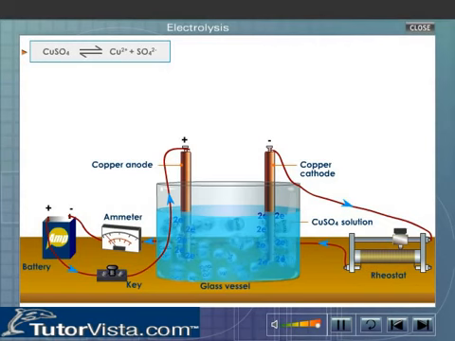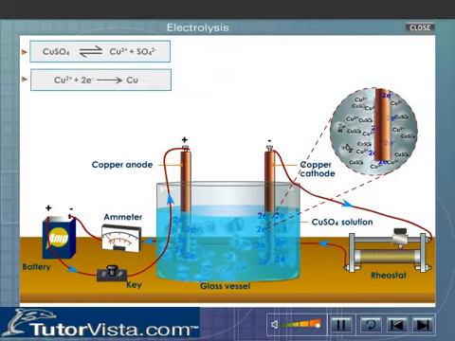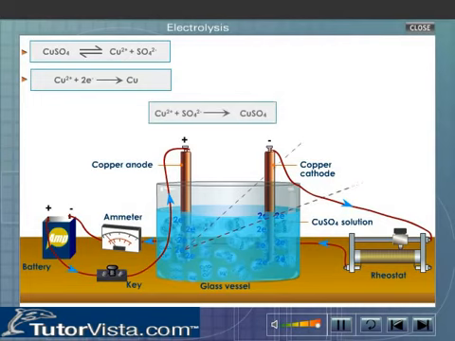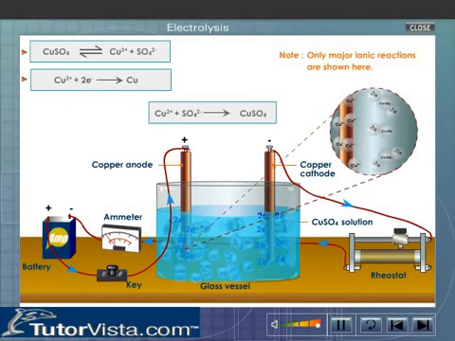What exactly is happening at the electrodes? At the cathode, the copper ions get neutralized by the incoming electrons from the external circuit and copper gets deposited on the cathode. Whereas the sulfate ions react with copper to form copper sulfate. Due to the formation of copper sulfate, the concentration of the electrolyte remains the same.